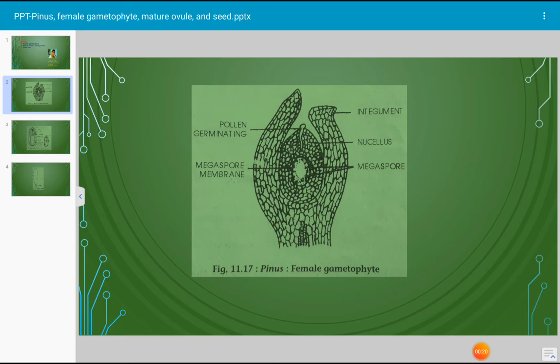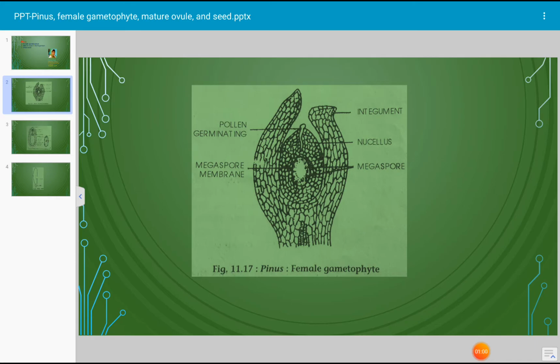The female gametophyte, also known as the embryo sac, develops from the innermost megaspore of the linear tetrad. The functional megaspore nucleus undergoes several divisions without any cell wall formation and results in a free nuclear stage of gametophyte. Gametophyte means gamete producing plant. A central large vacuole displaces the cytoplasm with numerous nuclei to the periphery of the gametophyte.